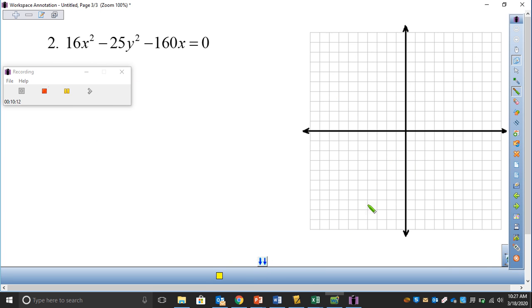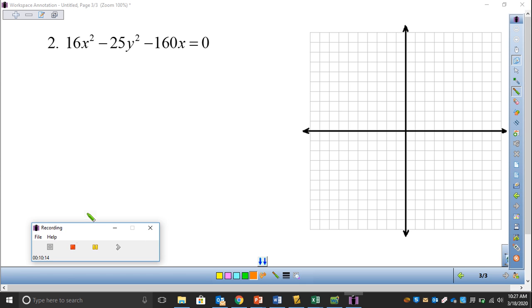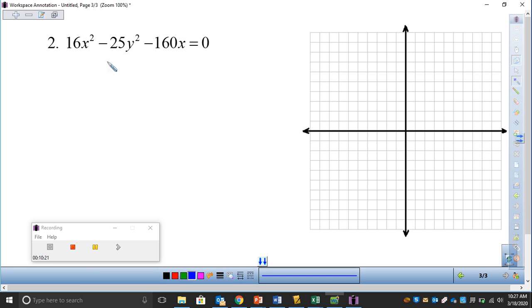So one more example, we're not going to go all the way through this. Let's just put this into standard form. Again, we're looking for perfect squares. Ideally with this one, we already have a perfect square, not with the x's, but with this y. So I'm going to group these x's together.